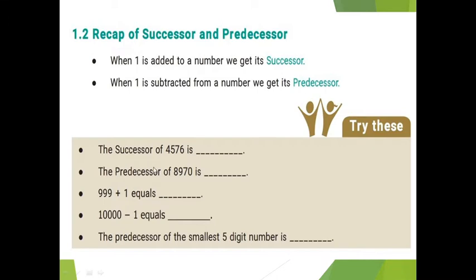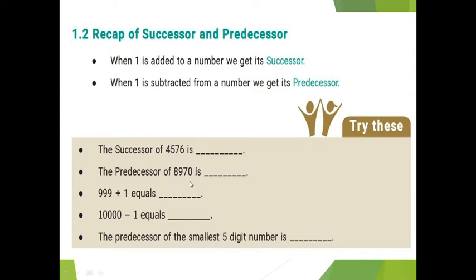So here we have some examples for that. The successor of 4576 is, successor means we have to add 1 to the number. So if we add 1 to this number, we will get 4577. So the successor of 4576 is 4577.